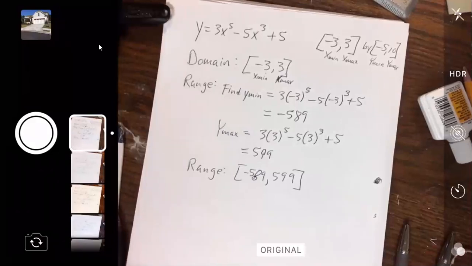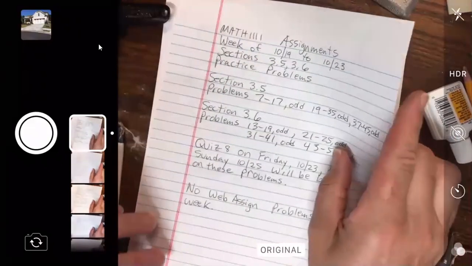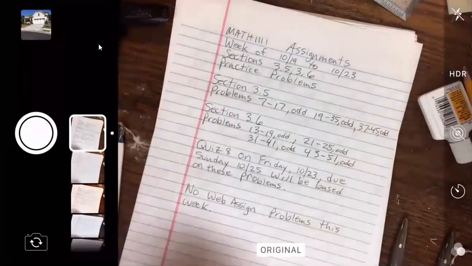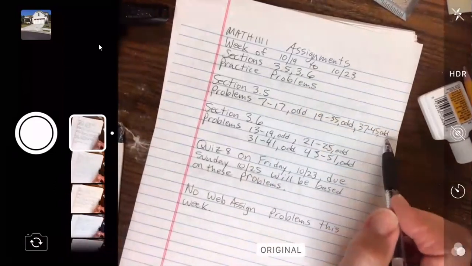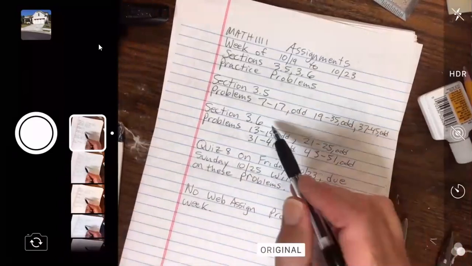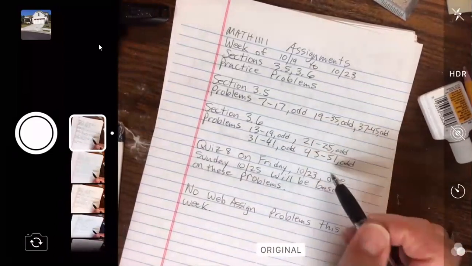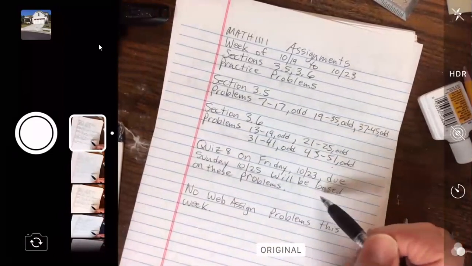Okay. Did you want to see an introduction to this week's work, 3.5 and 3.6? Yeah, sure. Okay. I'll just put the assignments up. So for this week, we're doing 3.5 and 3.6. Practice problems for 3.5, 7 to 17, 19 to 35, and 37 to 45. For 3.6, 13 is a long section, 13 to 19, 21 to 25, 31 to 41, 43 to 51. And we will have quiz 8 on Friday, due Sunday, based on these problems.